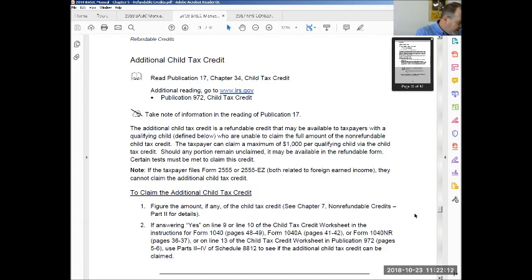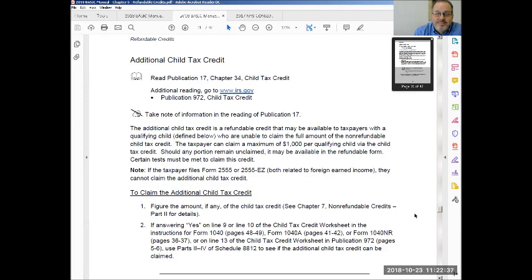And if she has $15,000 of income and she is head of household with three kids, her earned income credit is $6,318. Plus, she has three kids as a refundable additional child tax credit. That's another $3,000. She's at $9,300. Each child will be $1,000.